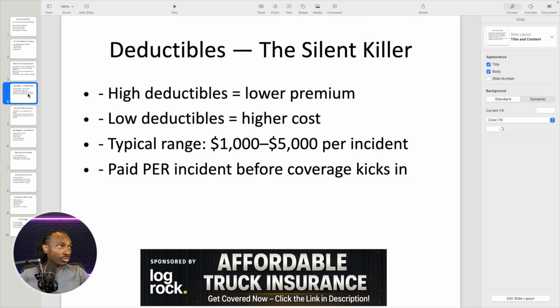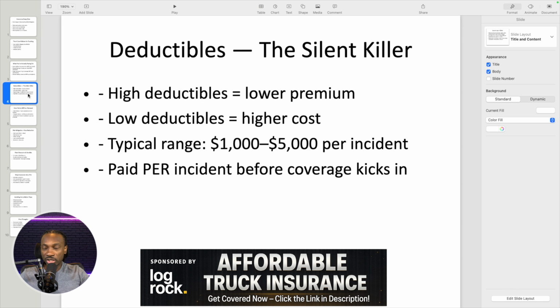All right. Deductibles, I call them the silent killer. High deductibles equal lower premiums. Low deductibles equal higher cost, right? So the lower your deductible is, like I've always had a $1,000 deductible, the higher you're going to pay. If you want to pay a higher deductible, which a lot of people don't, it's going to lower the premium. So if you want your premium to be lower, just be prepared that, you know, if an accident does occur, you're going to be paying a higher deductible.